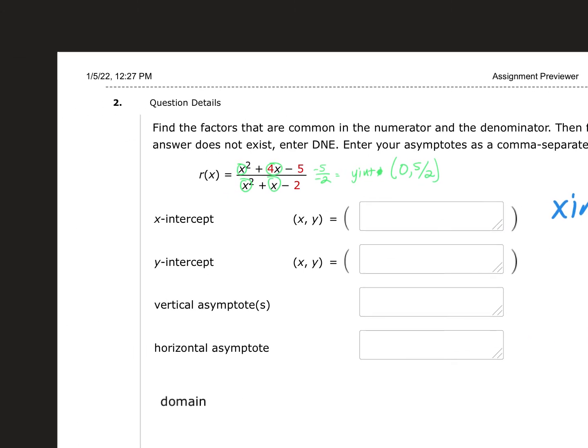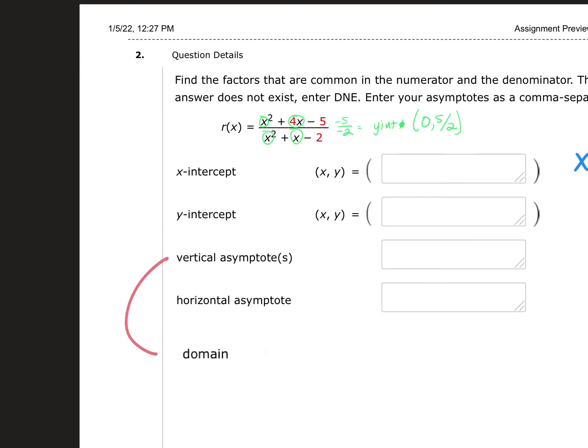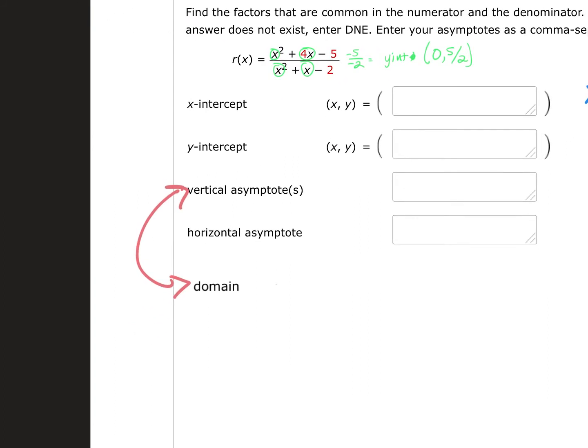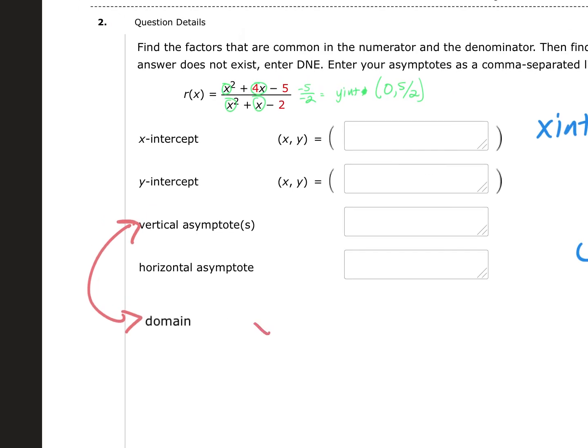How do you find the vertical asymptote again? Remind me. Denominator equal to 0. And vertical asymptote and domain go hand in hand. So when I find my vertical asymptote, I'm also finding my domain. So my vertical asymptote and domain, I'm going to say x squared plus x minus 2 equals 0. Again, very basic factoring here.